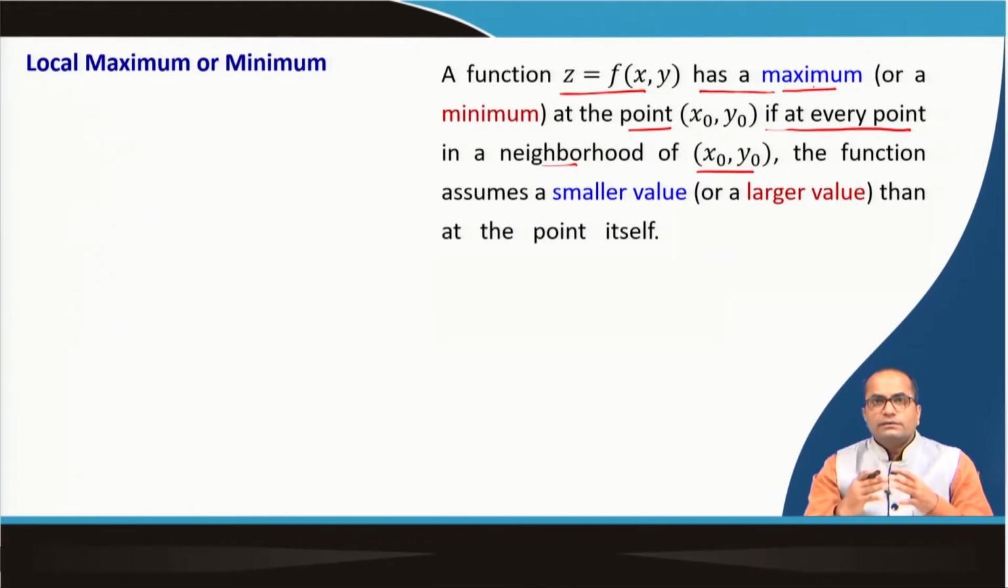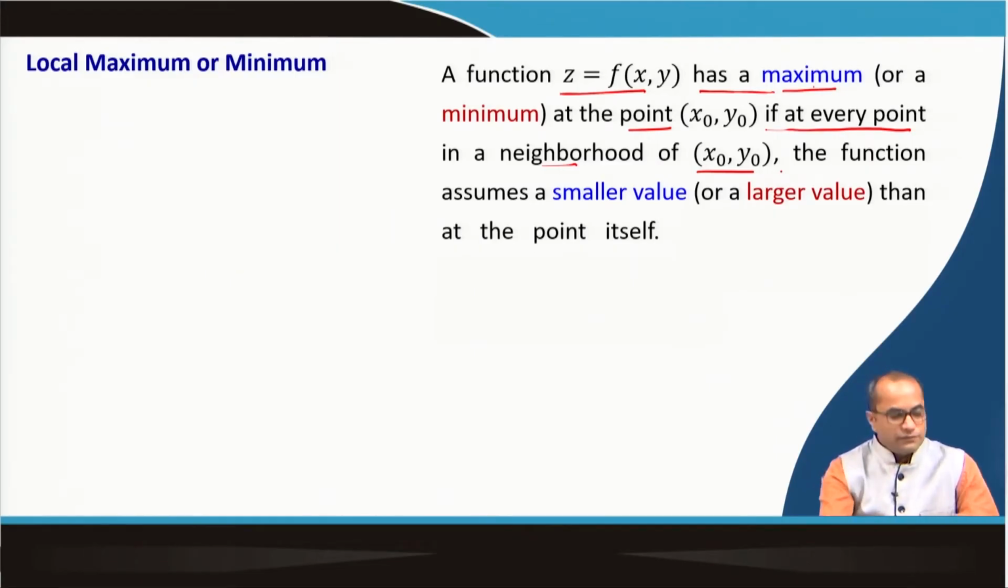On the other hand, if the function assumes larger values in the neighborhood of a point, then we call this point a point of local minimum. In the neighborhood of that point the function is taking larger values, and then we call such points points of local minimum.